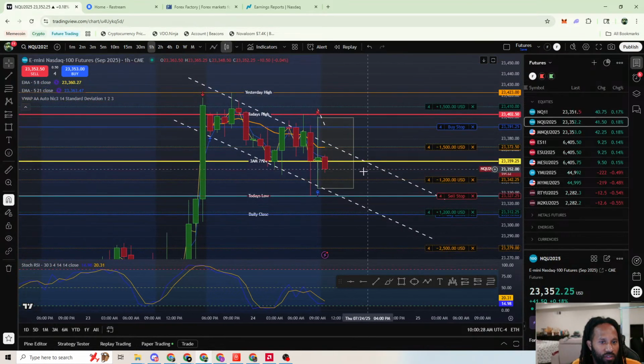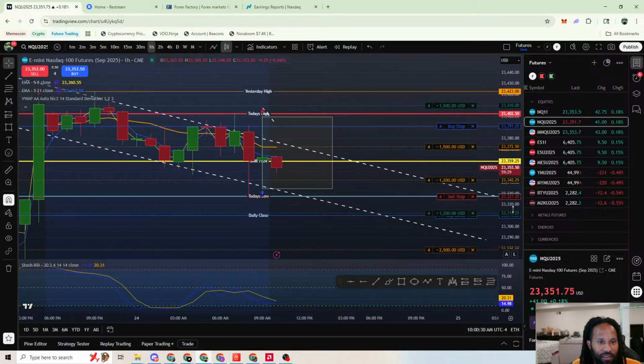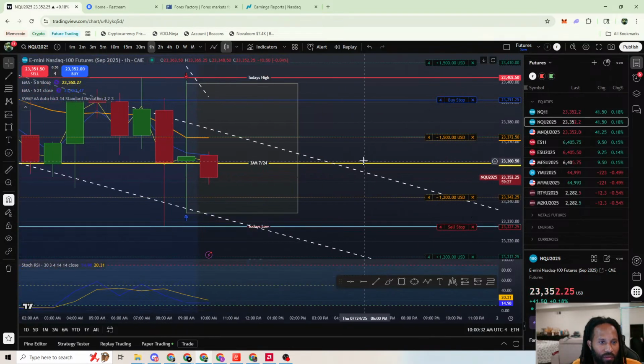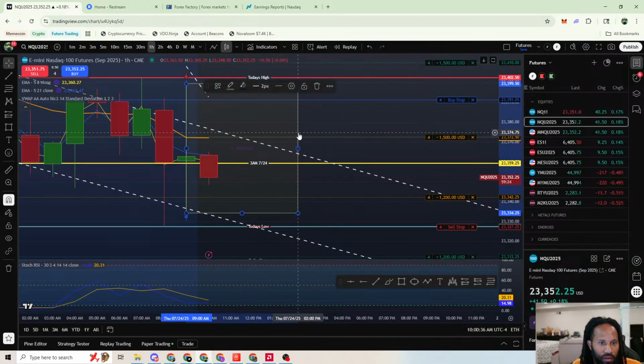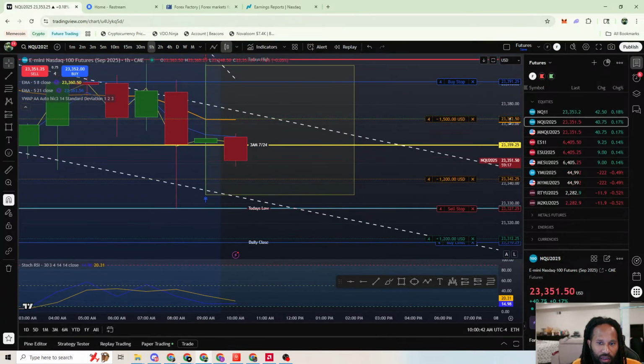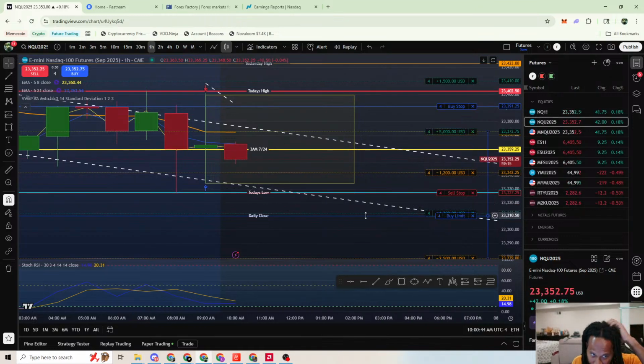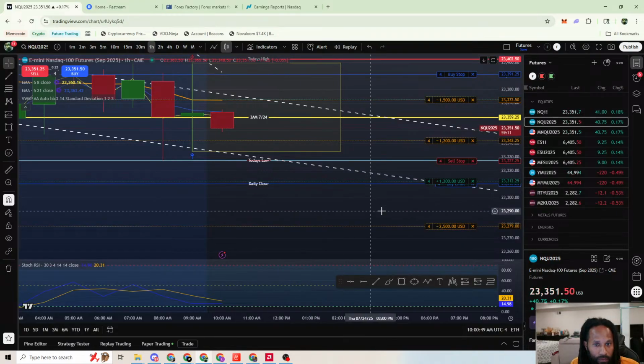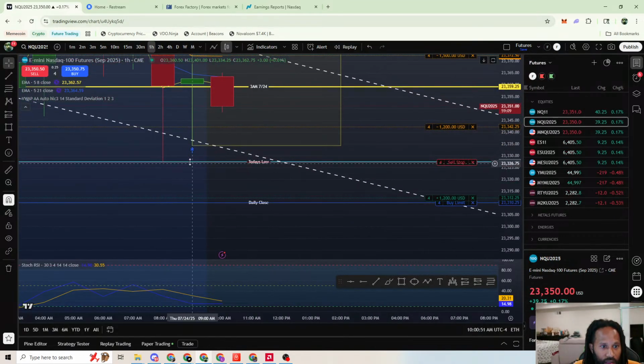You're just letting it play out right now. It's still within this 15-minute range right here, this 15-minute box. So I'm not particularly trying to make a trade within that. I usually wait for that to break out, and then usually it's a good breakout. So that's today's low.